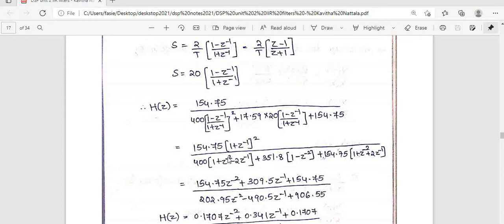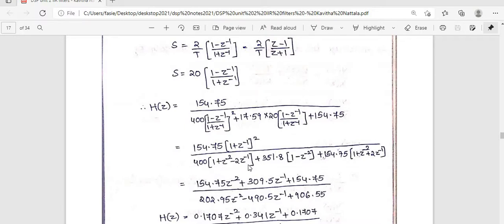So on the upper side, (a plus b) whole square. They are actually writing b square first: b square plus 2ab plus a square. 1 square is nothing but 1, and 1 into this will be as it is. Clear? In the denominator you have to simplify. Wherever 1 is there, here 400 plus 351.8 plus 154.75. If you add all that, we will get 906.55.